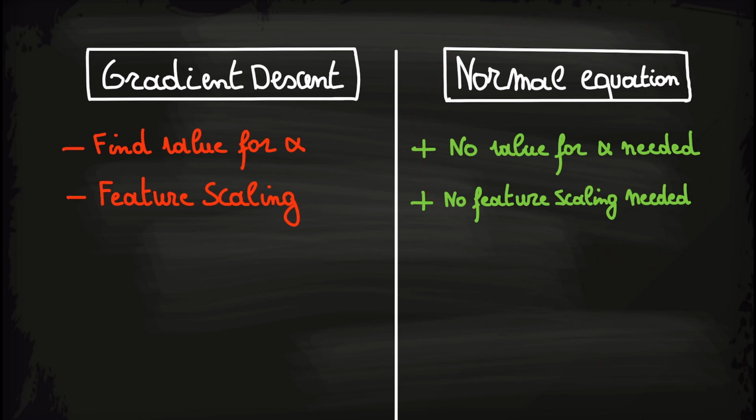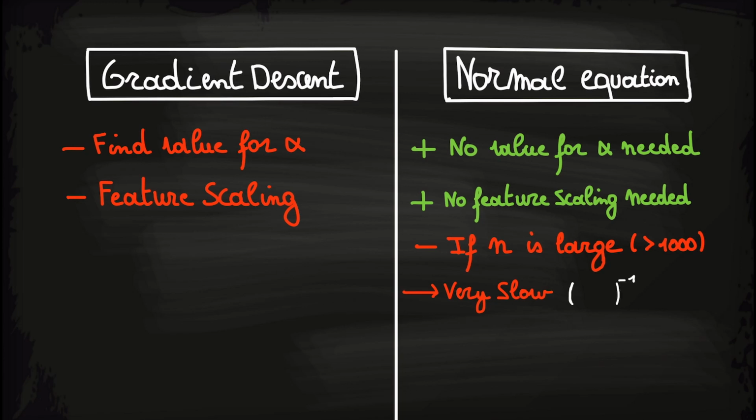The downside of the normal equation method lies in the number of features it can handle. If the number of features n becomes very large, let's say over 1,000, then the normal equation becomes very slow. This is because the inversion of a matrix is very costly. It takes a lot of time to invert a matrix that is large. We know that this term gives us an n by n matrix. So inverting this matrix roughly has a cost of n to the third.